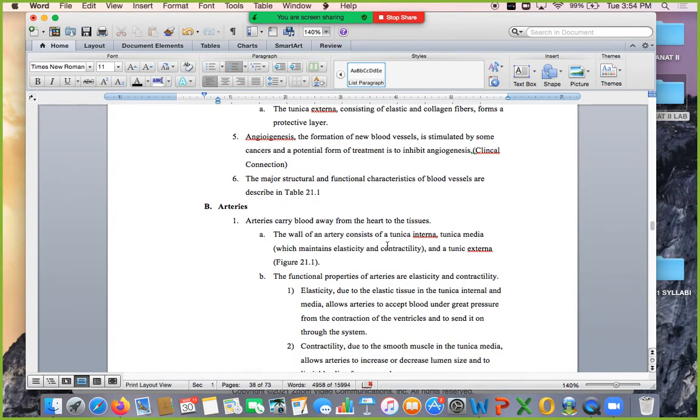All right, so arteries are going to carry blood away from the heart to the tissues. And again, they're going to have three major regions, including a tunica interna, a tunica media, and a tunica externa. The major properties of arteries are going to include elasticity and contractility. So elasticity is important because it's going to allow the arteries to accept blood under pressure.